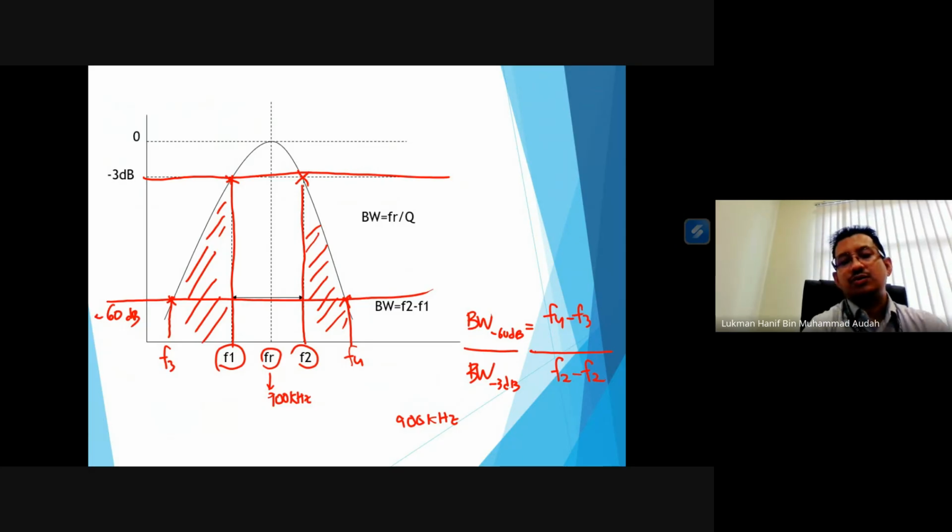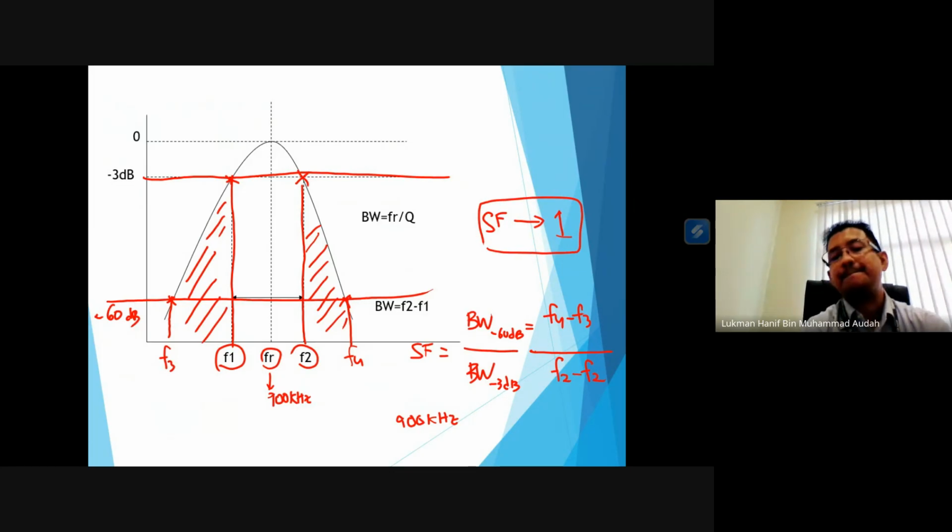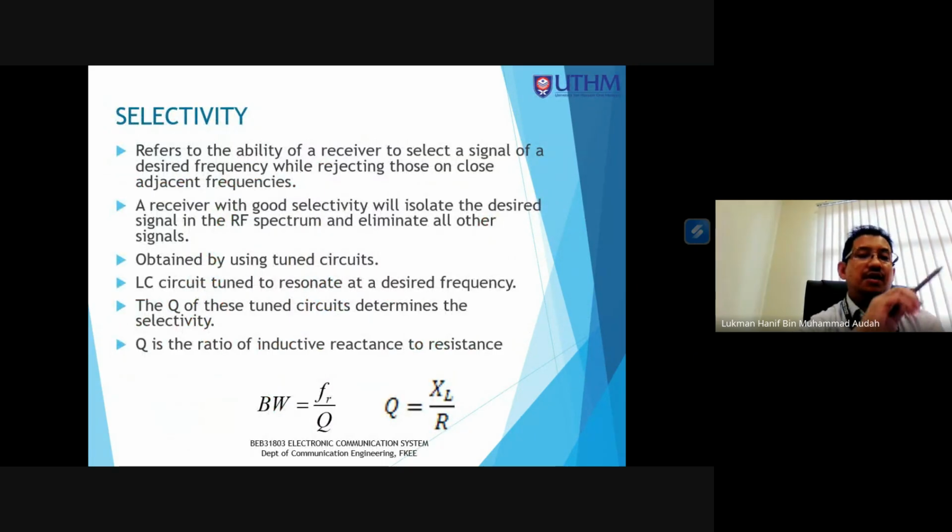So this is the shape factor. Ideally, we want the shape factor to be as close to 1 as possible. The smallest value of the shape factor is 1, so the smaller the shape factor, the better.